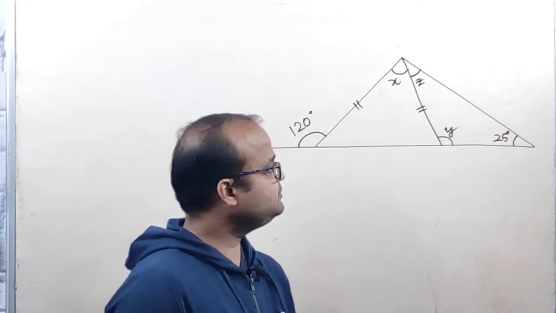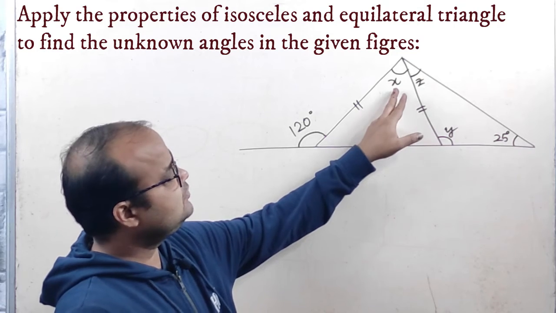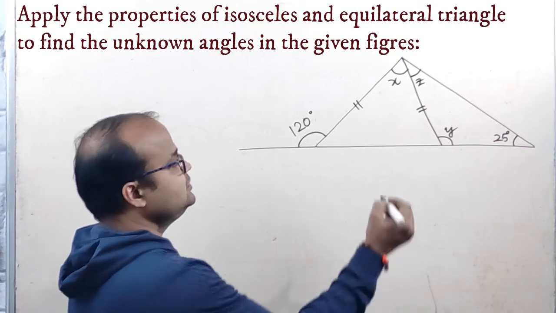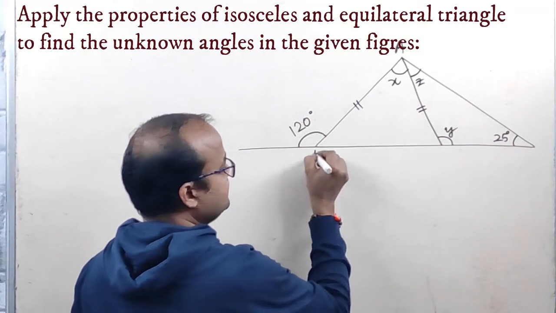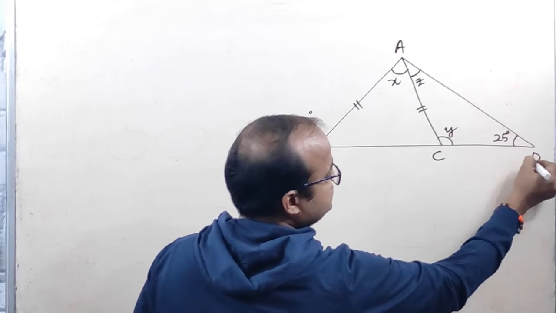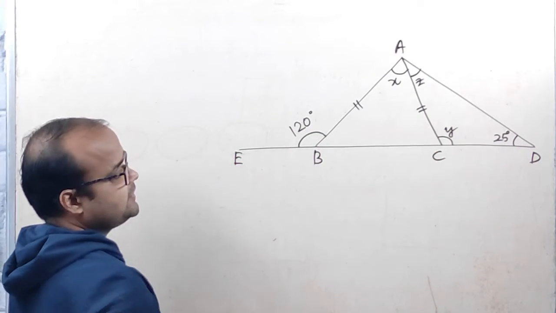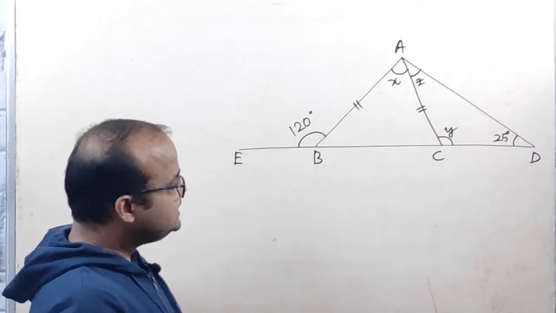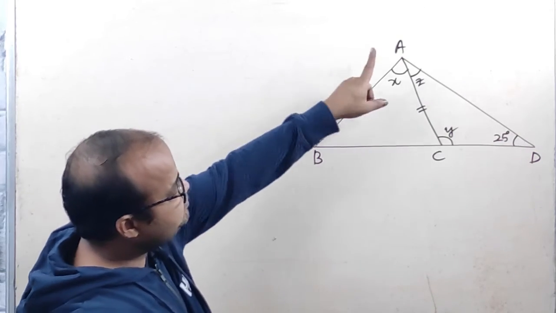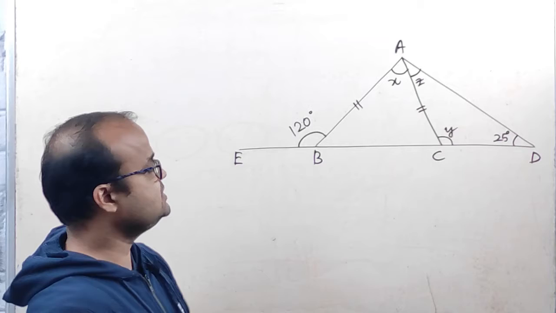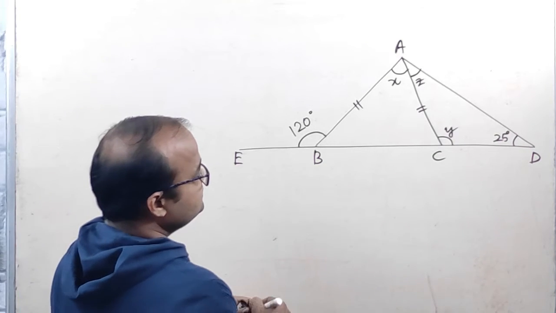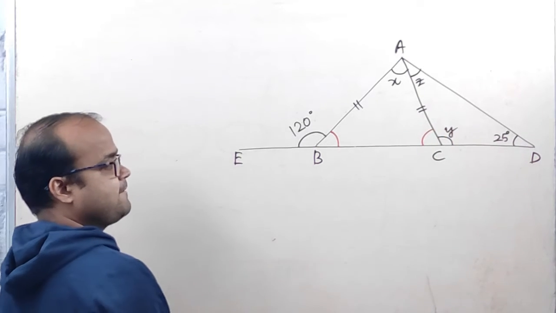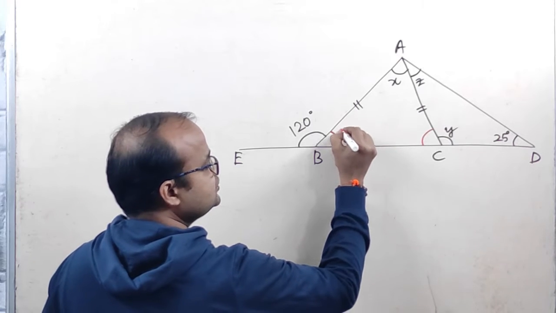Now the next problem is, here we need to find the value of X, Y and Z. So first, name the vertices A, B, C, D and E. Now look at triangle ABC. In triangle ABC, AB equals AC. It means that these two angles are equal. So we consider these two angles as T.